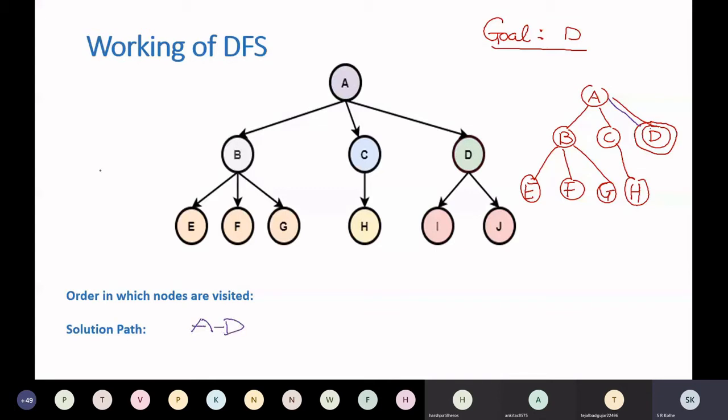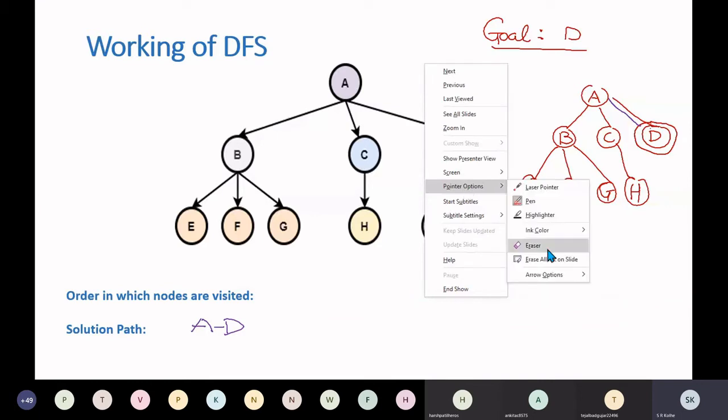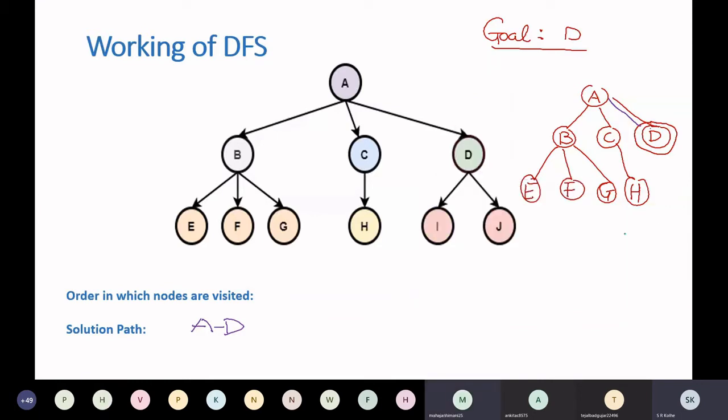And what is the order in which nodes are visited? A, B, E, F, G, C, H, and D. So the order is A, B, E, F, G, C, H, and then D.